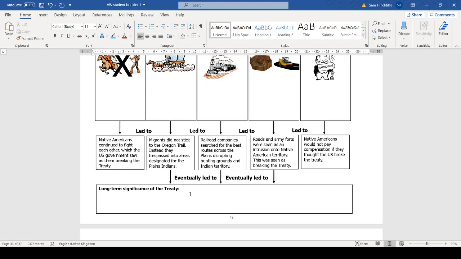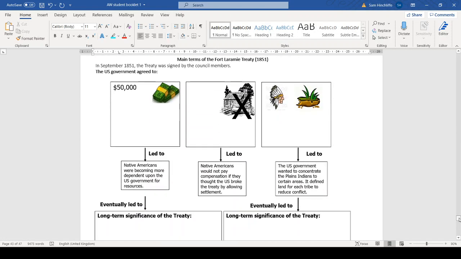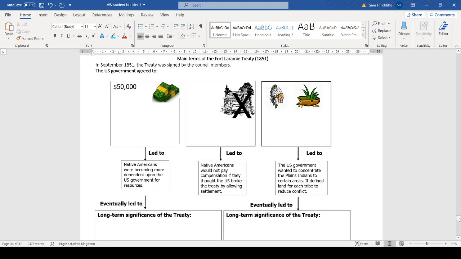Let's not forget that the US government have already set aside funding for reservations. The Fort Laramie Treaty will begin that process of putting them on to reservations as well. For the US government, what they do is they agree to pay something called annuity. So you make an annual payment, annuity, and they agree to pay that to the different tribes. And they agree to pay $50,000 for 50 years to the Native Americans. It's a huge sum, but there's a problem.